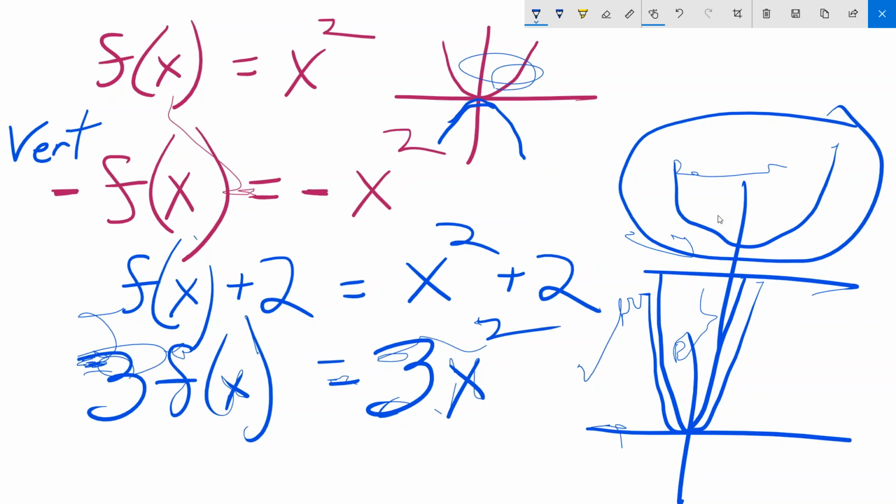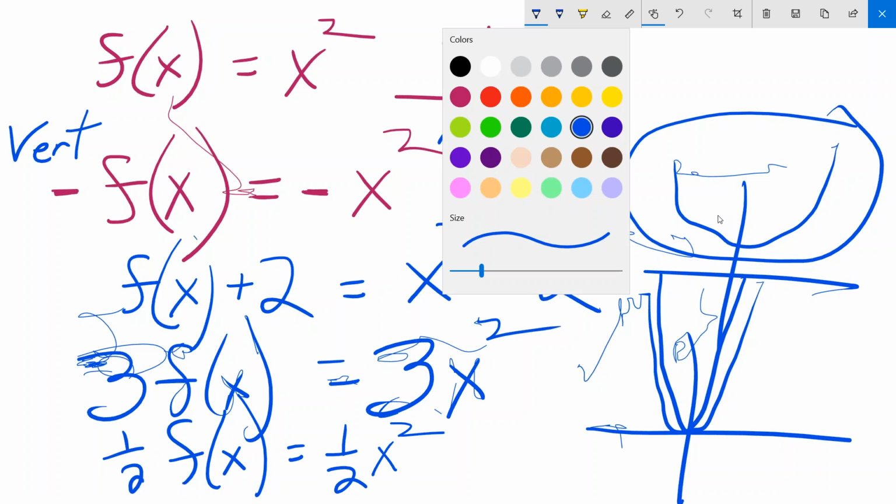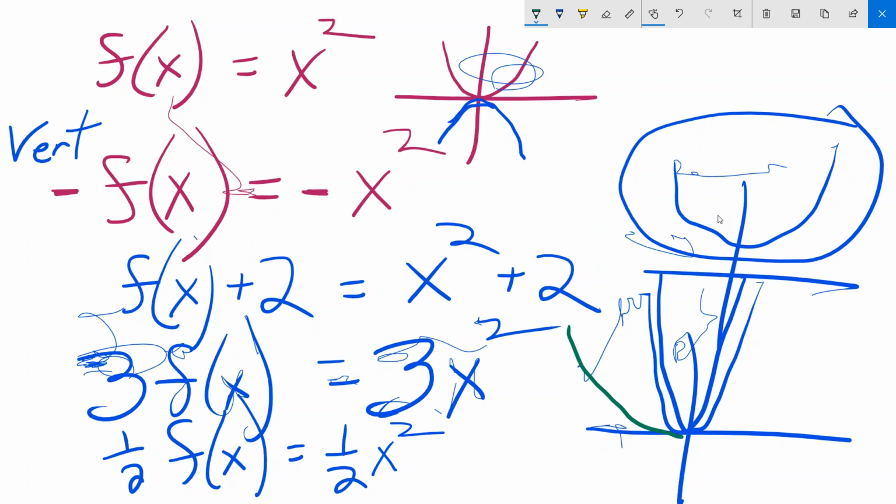If I were to say 1/2 f of x, that would be 1/2 x squared, right? And that would actually flatten it. It would give me something like that. Those are the only 3 vertical transformations you can make. You can reflect it, you can shift it, which does not change its shape, or you can stretch it, which does change its shape. Okay, let's go through the 3 horizontal ones you can make. That's all there are: 3 vertical, 3 horizontal.